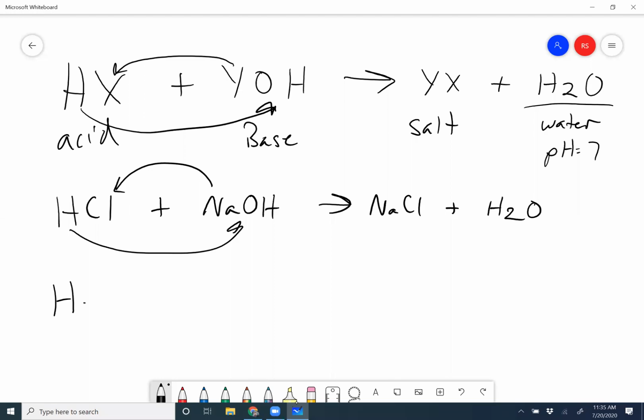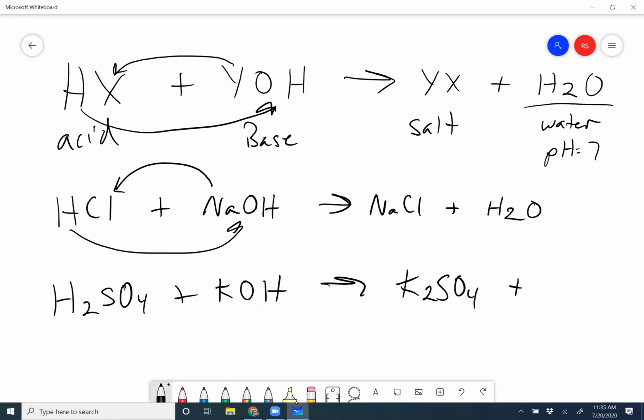Say we have some sulfuric acid and we react that with potassium hydroxide. For every H, we need an OH, and we need to balance the charges of the salt. But when it comes to the actual balancing, for every H, we need an OH. There's 2 H's, there's only one of those, so we put a 2 there. That balances that out, and now we have 2 waters, so it's that simple. These are acid-base neutralizations.